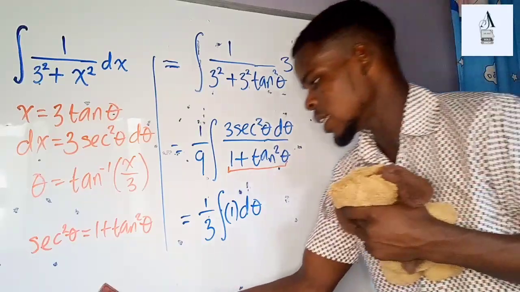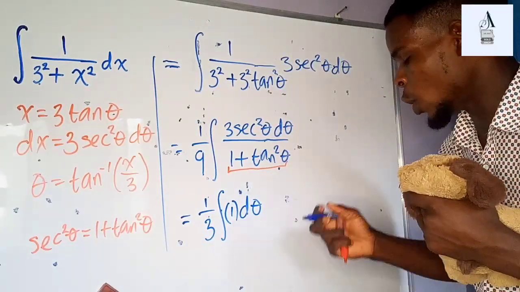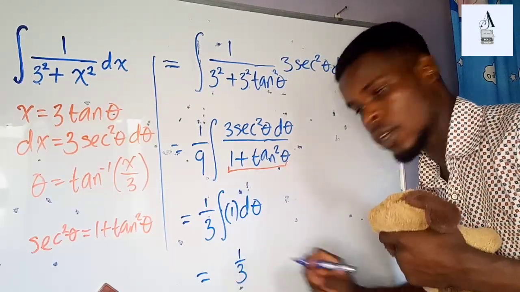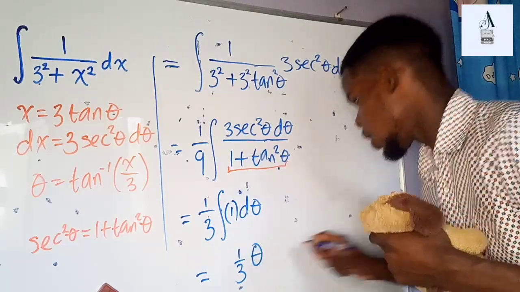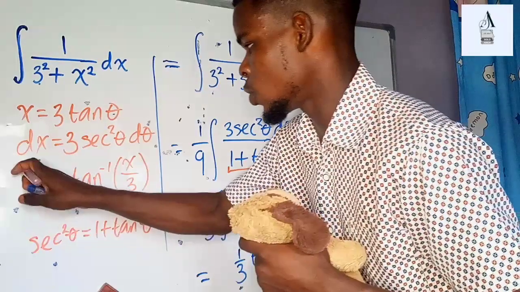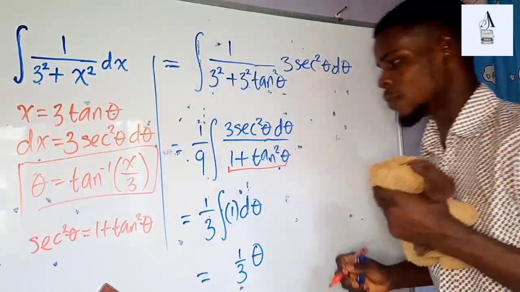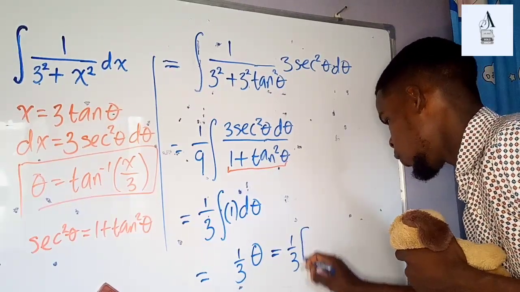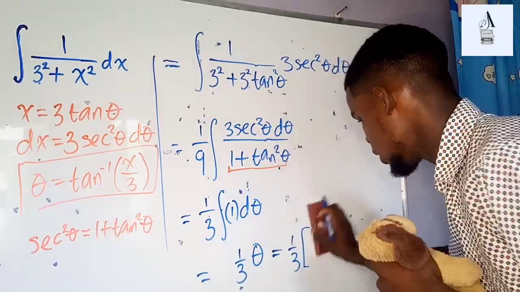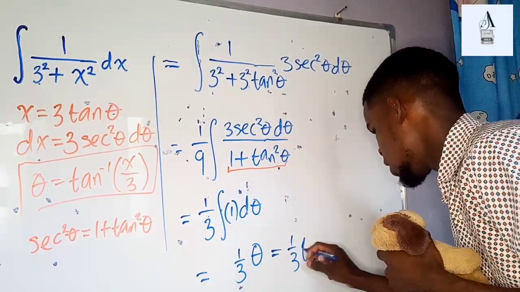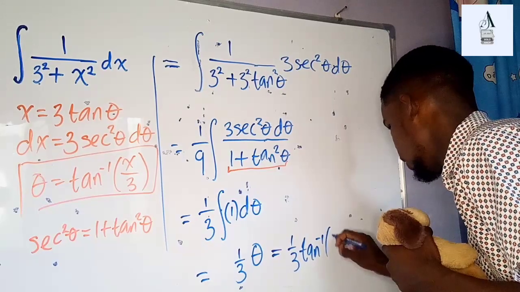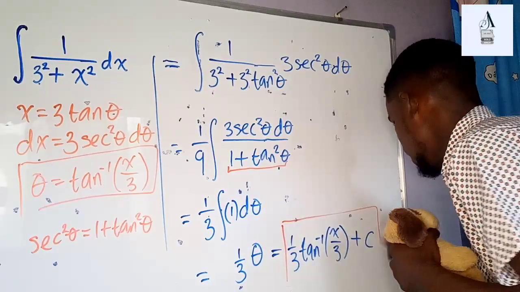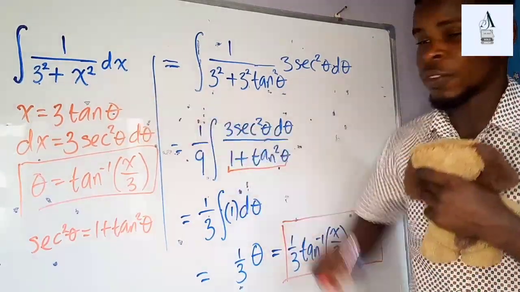So if you are taking the integral or the antiderivative of 1 with respect to the theta variable, this is going to give us 1/3 of theta. And what is theta from our substitution? Well, we can see that theta is just tangent inverse of x over 3. So this will become 1/3 of tangent inverse of x over 3. Alright, and since we are done, we can add an arbitrary constant, and this right here is the antiderivative of the function given over there.